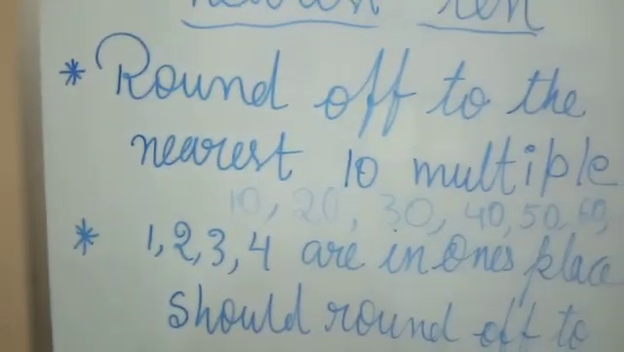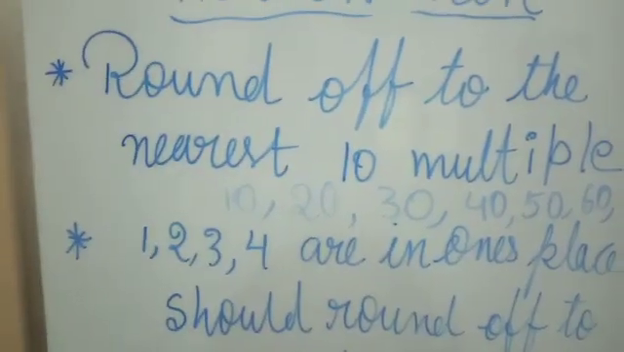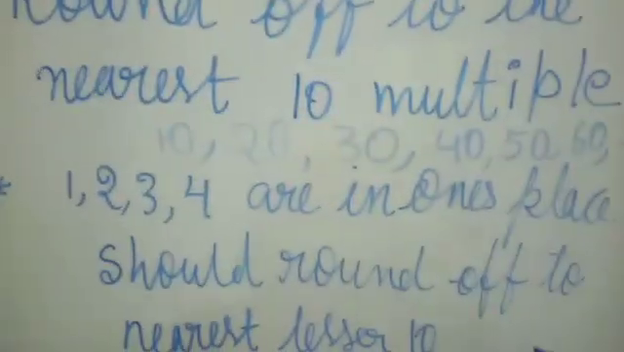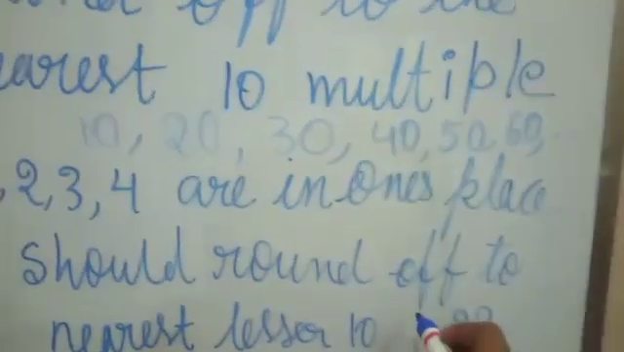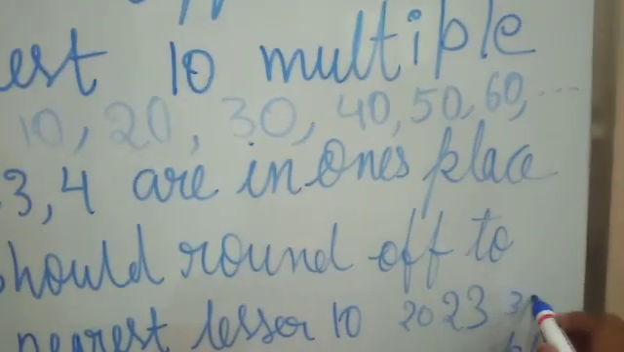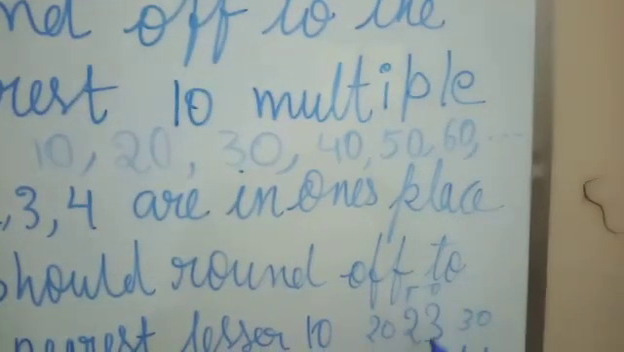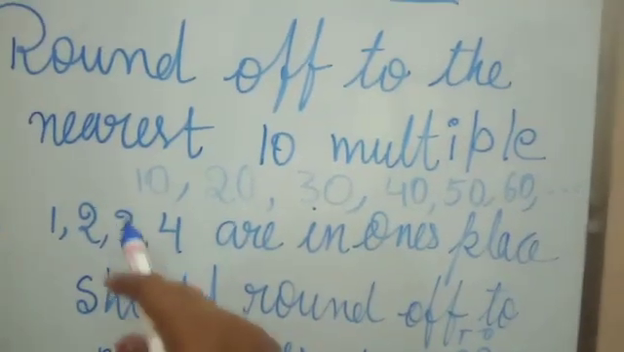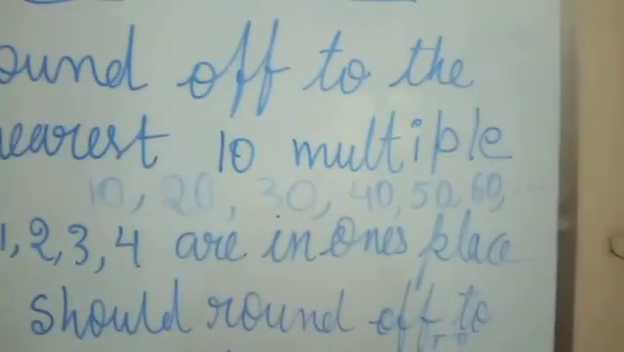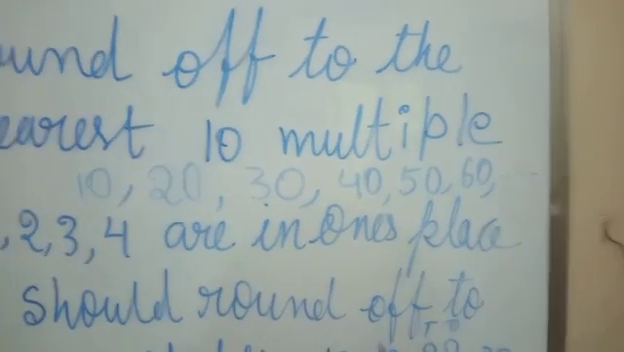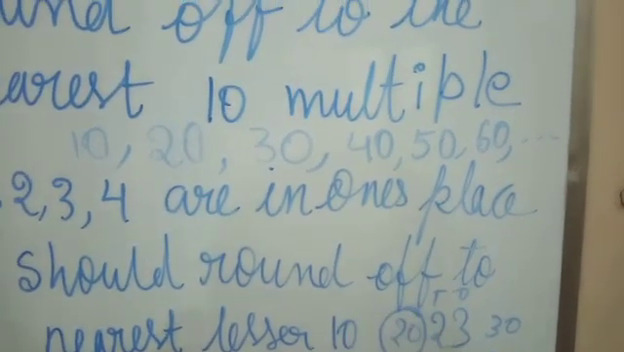What are those two rules? If 1, 2, 3, 4 are in the ones place, we should round off to the nearest lesser 10. For example, 22 or 23. 23 lies between 20 and 30. So what is the rule? In the ones place, what number is there? 3. So the rule is: 1, 2, 3, 4 in the ones place should round off to the nearest lesser 10. What will be the nearest lesser 10, 20 or 30? 20. So the nearest 10 will be 20.